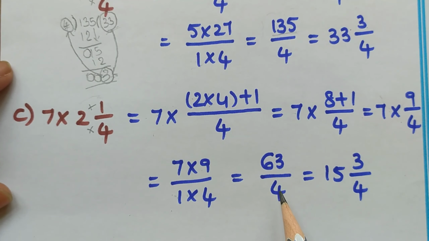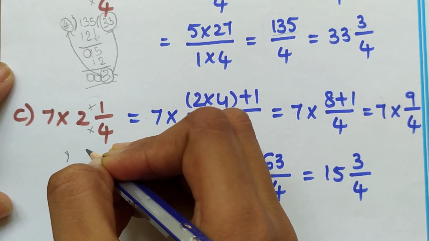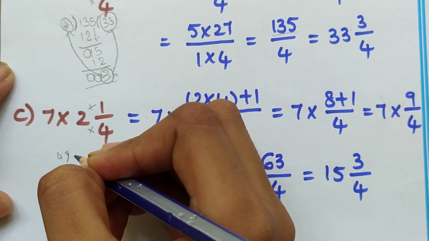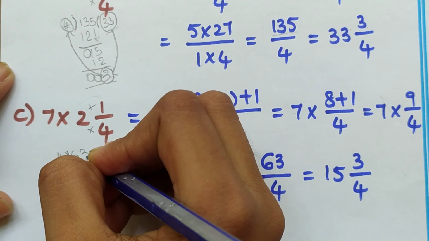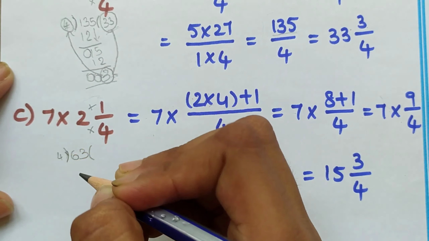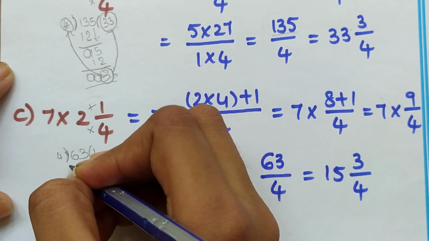So let us convert this improper fraction into a mixed fraction. Let us do the division here. Here is 4. Here is 63. So let us convert. 4 ones are 4.